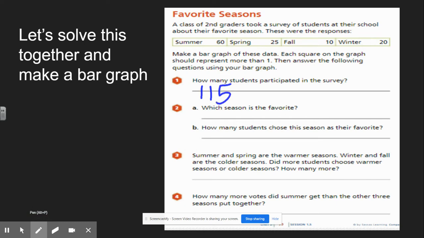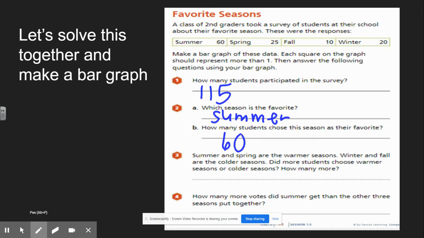Okay, which season is the favorite? So you would look at which one has the most, which is summer. You would write summer here. Excuse my writing on here. And then how many students chose this as our favorite season? You would write the number you see next to summer, which is 60.